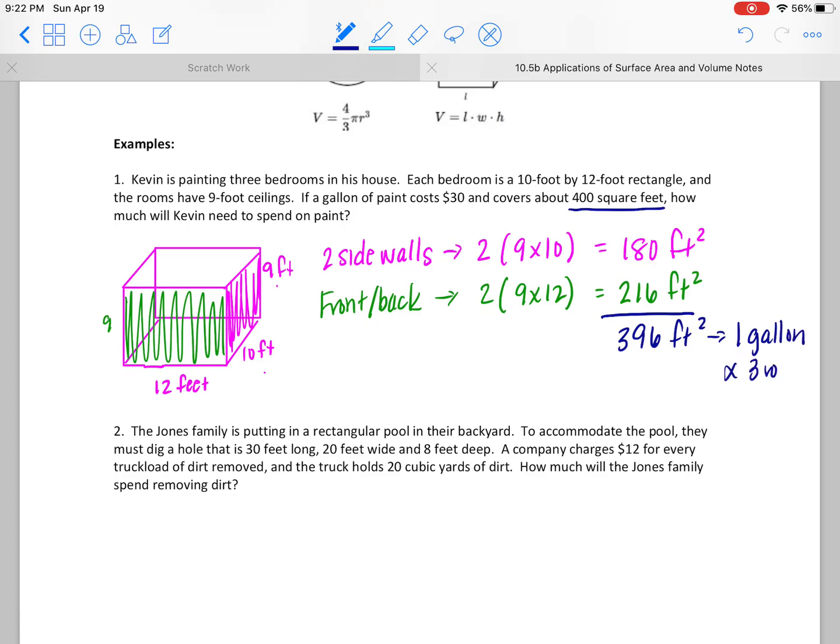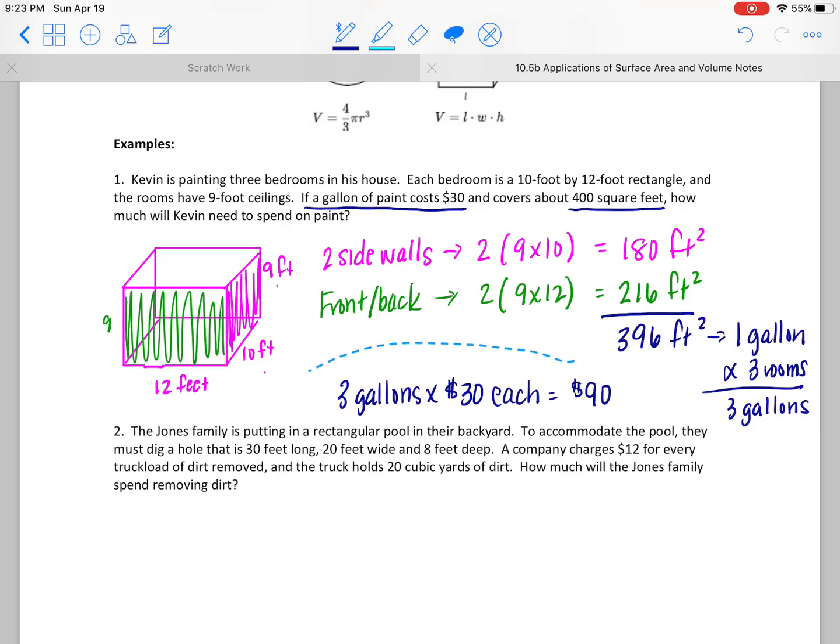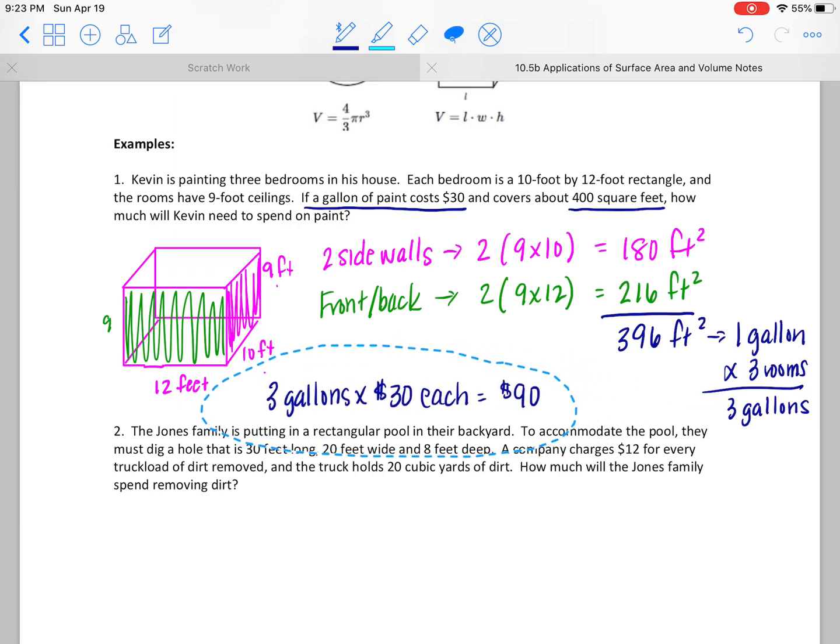Oh my goodness. So there's going to be 1 gallon needed for that. Times 3 rooms means he needs 3 gallons. And each of the gallons costs, let's see, if a gallon of paint costs 30 bucks, 3 gallons times $30 each is a total of $90 on paint.